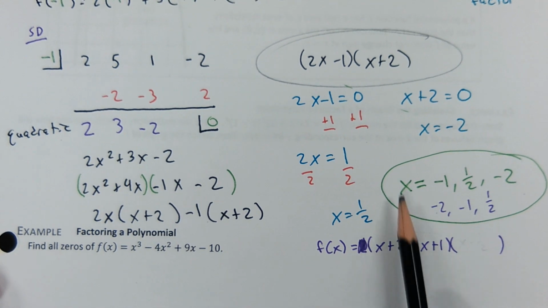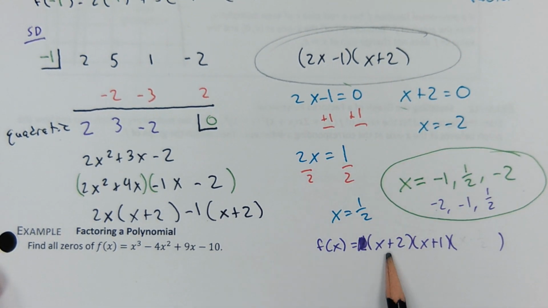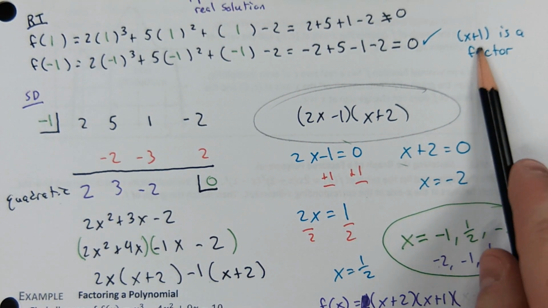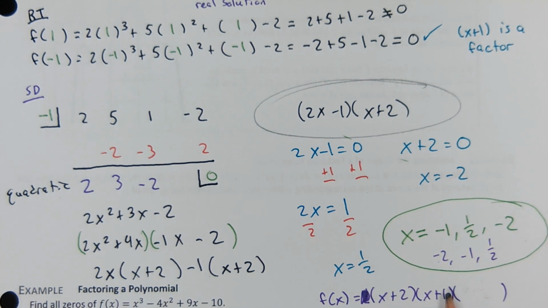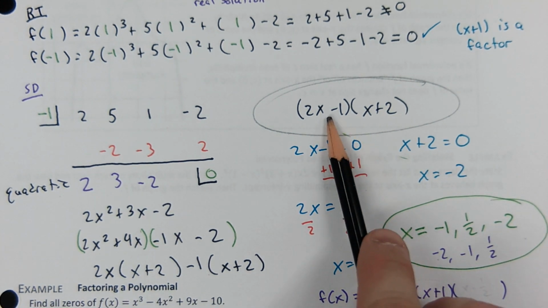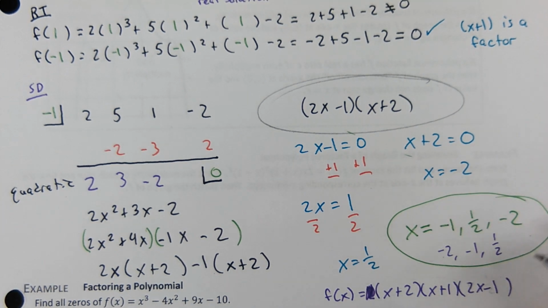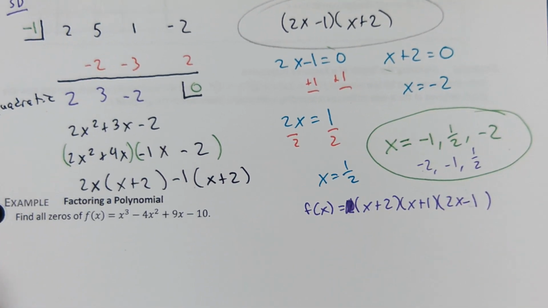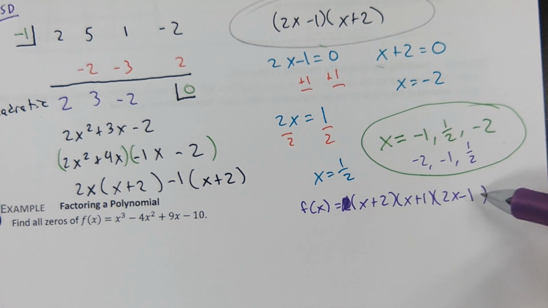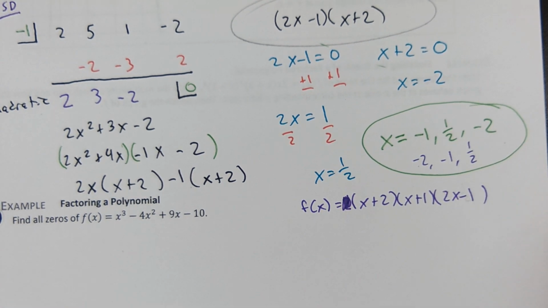It was x plus 2, x plus 1, and then the other one that the quadratic gave us was this 2x minus 1. There we go. Much better. So this x equals 1/2 comes from this 2x minus 1.